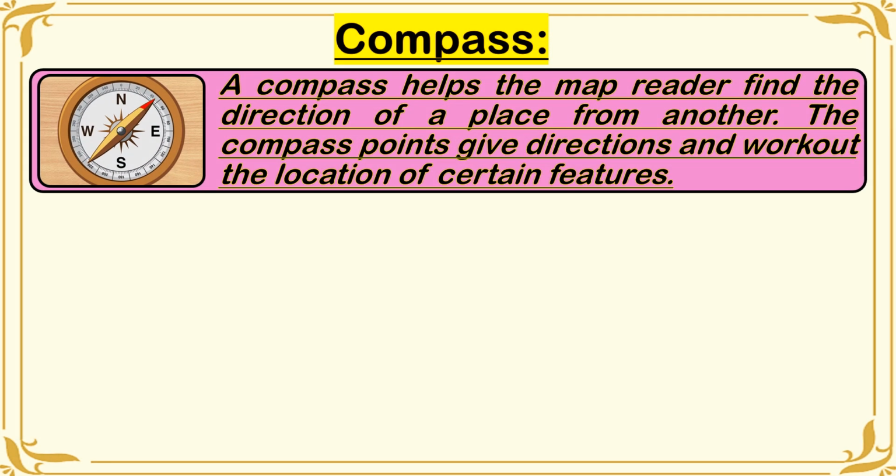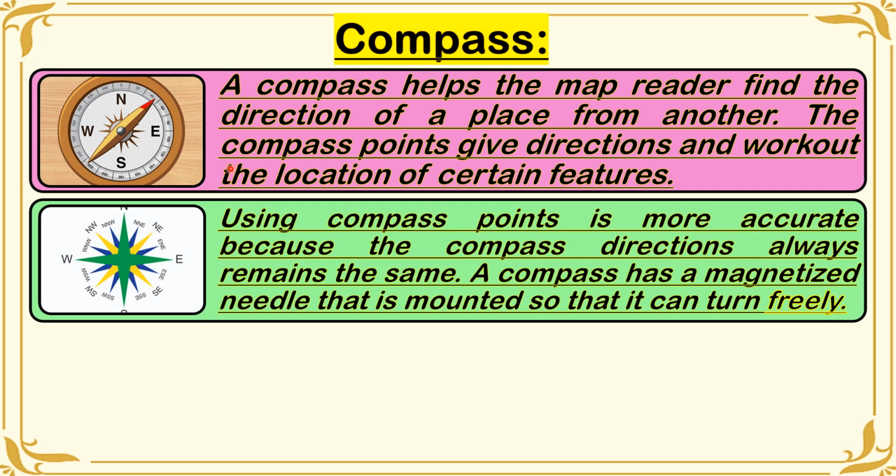Now, class, let us discuss the compass. A compass helps a map reader find the direction of a place from another. The compass points give directions and work out the location of certain features. Using compass points is more accurate because the compass directions always remain the same.